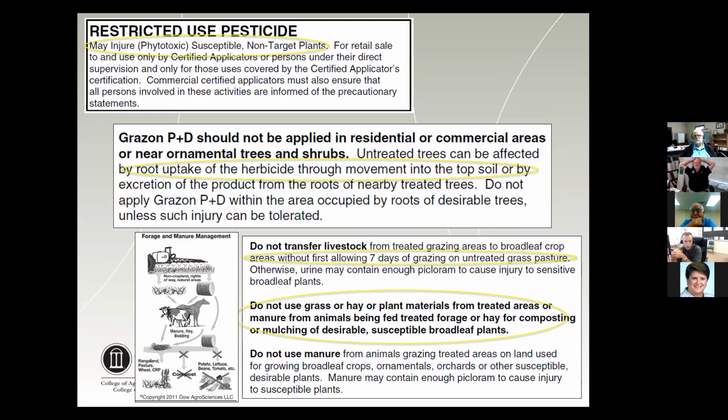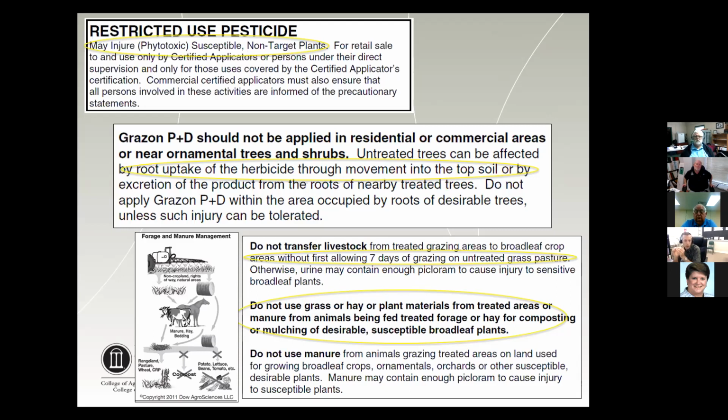And then the next warning statement there at the bottom, it says, do not transfer livestock from treated grazing areas to broadleaf crop areas without allowing 7 days for those animals to allow that to pass through their system before you move those animals. Because again, you don't want that carryover in their urine or manure into other areas that you maybe don't intend those herbicides to end up.